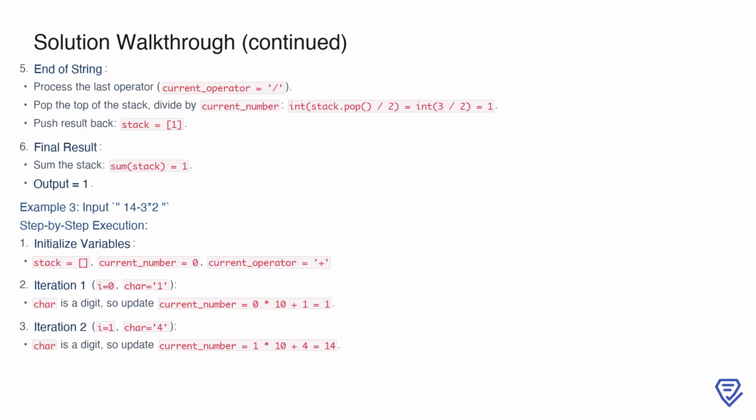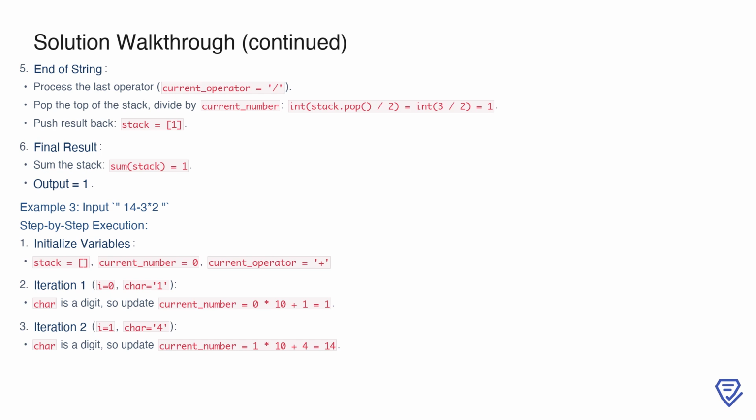At the end of the string, we process the last operator, which is /. To do this, we pop the top of the stack, which is 3, and divide it by current_number, which is 2. The result is 1.5, but since we are performing integer division, we take the floor of the result, which is 1. We then push this result back onto the stack, so the stack becomes 1. Finally, to compute the result, we sum the stack, which gives 1. Therefore, the output of this expression is 1.